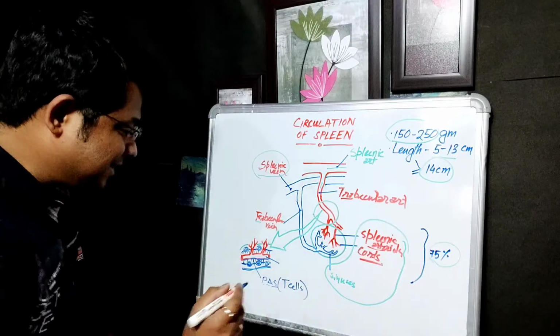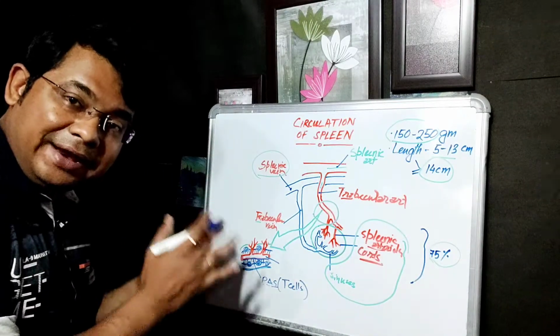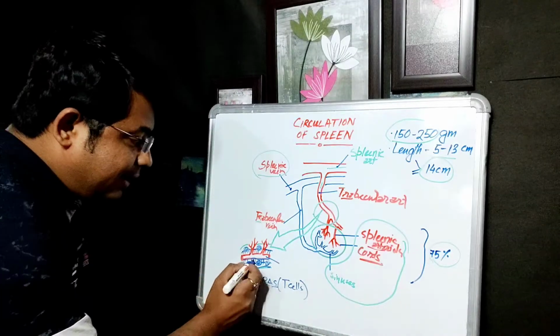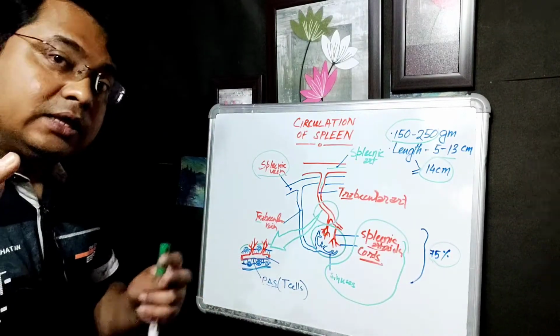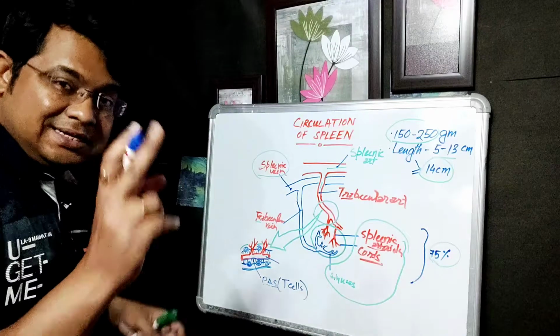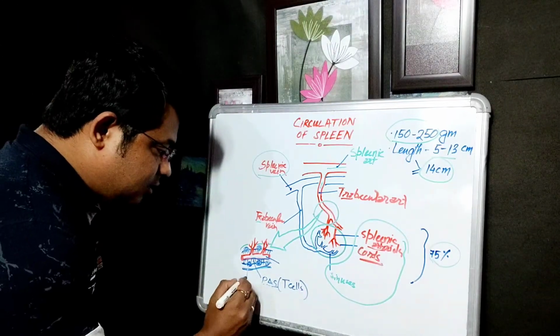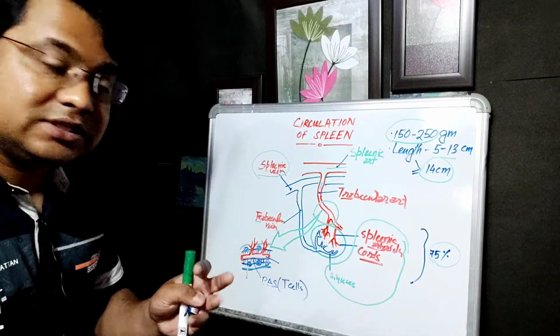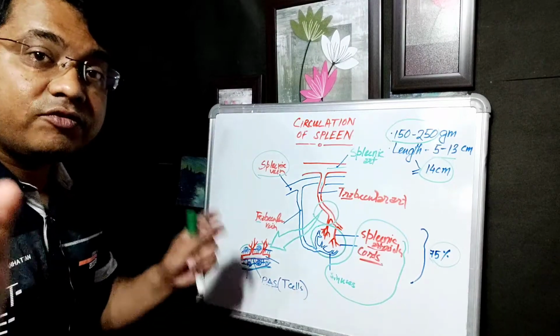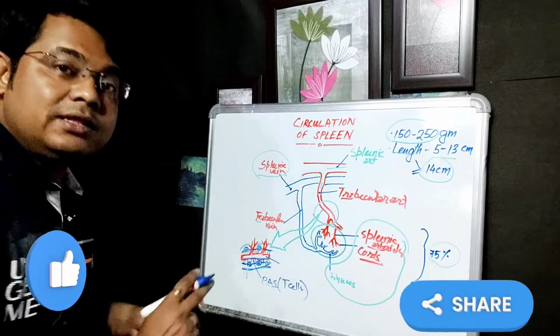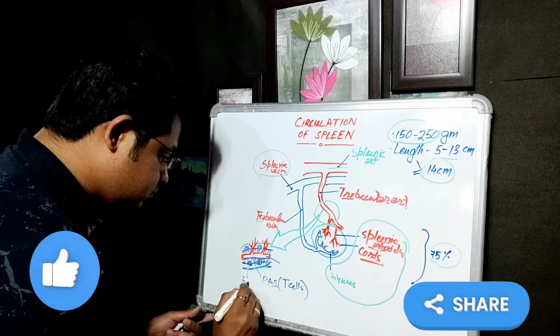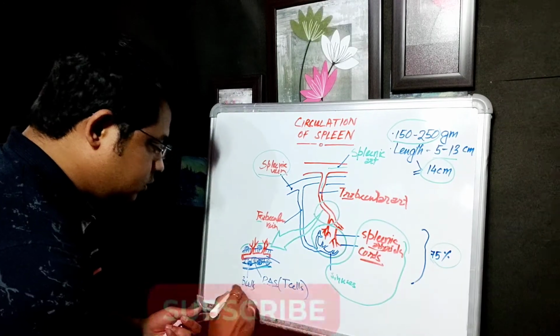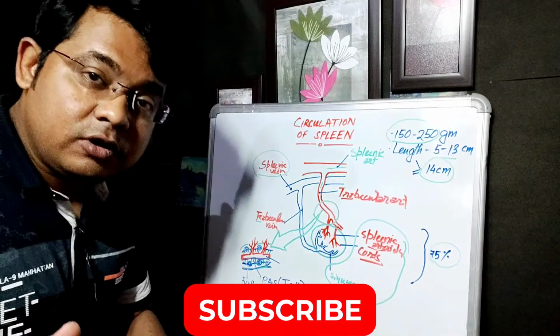So the T cells reside in the periarteriolar sheath, the area surrounding the central arteriole, and the B cells reside in these follicular structures. These are the germinal centers or the follicular structures. Here the B cells reside. Okay, that's it for now.